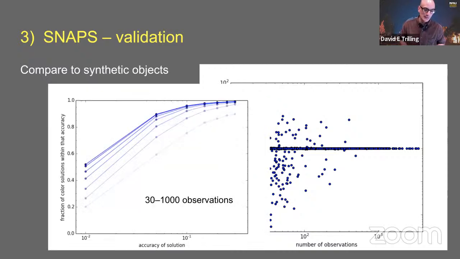And here's another test of this. This one's complicated. I'm going to skip this one and make sure I have time to get to the other plots at the end. I'm just going to say that our color solutions are also pretty accurate.